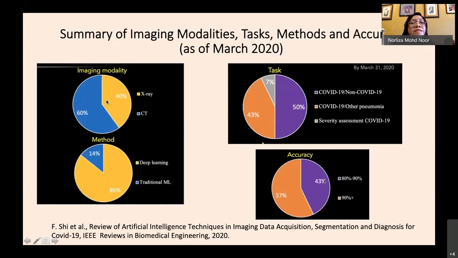Right, and then this is the summary of imaging modality. Basically more than 60% use CT, 40% use X-ray. And then 86% are using deep learning. Deep learning is a very powerful machine learning algorithm that can be very fast and very accurate. Then 14% are using traditional machine learning. All right, so the task, normally 50% differentiate between COVID-19 and non-COVID, and 43% between COVID-19 and other pneumonia. The accuracy is quite high because of deep learning, so the majority got above 90%, and there are others between 80% to 90%.